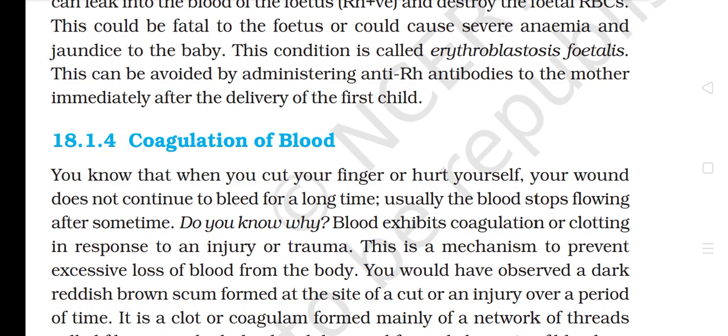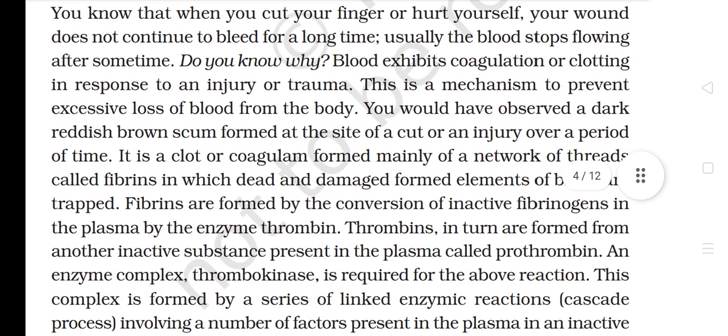child. Coagulation of blood. You know that when you cut your finger or hurt yourself, your wound does not continue to bleed for a long time. Usually, the blood stops flowing after some time. Do you know why? Blood exhibits coagulation or clotting in response to an injury or trauma. This is a mechanism to prevent excessive loss of blood from the body.